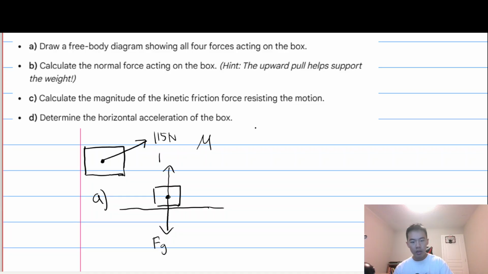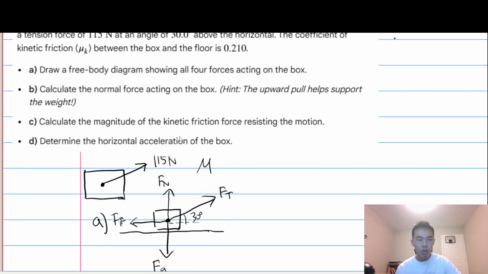But one thing we must remember is that because there is a string also pulling, a force of tension, at 30 degrees above the horizontal, our gravitational force and our normal force are not equal in magnitude. And remember, there's also a friction force, because that's what the question said.